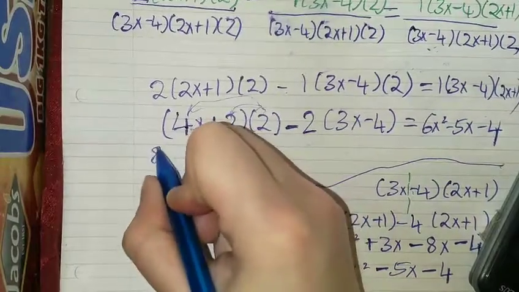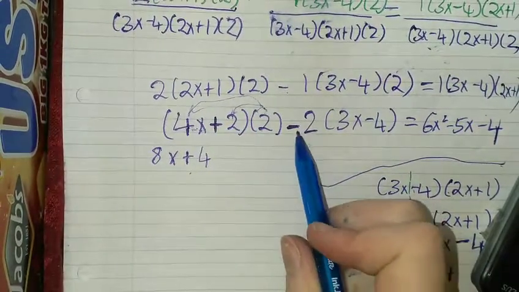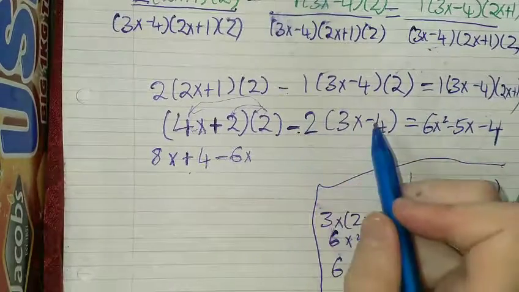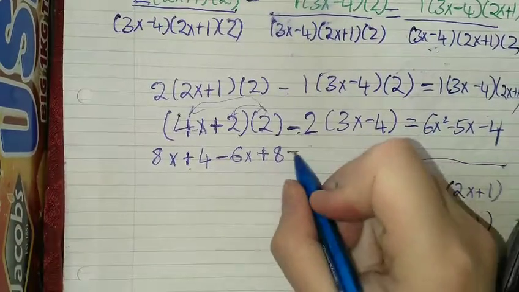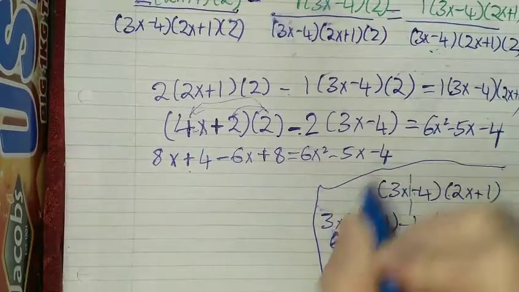So 2 by 4x will give me 8x. 2 by 2 will give me 4. And then minus 2 by 3x will give me minus 6x. And minus 2 by minus 4 will give me plus 8. And now I just keep going with my 6x squared minus 5x minus 4 because we already dealt with that.